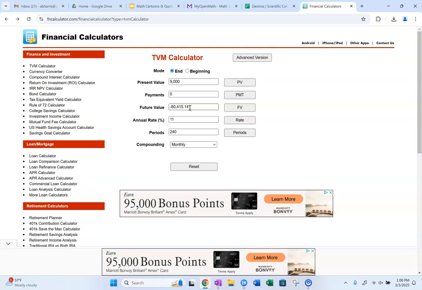$80,415.14. So notice these signs change, and if I'm going to be picky about it, it's costing me. I really should make that negative. It's costing me. That's money out. Positive would be money in my pocket. $80,000 in my pocket. 415.